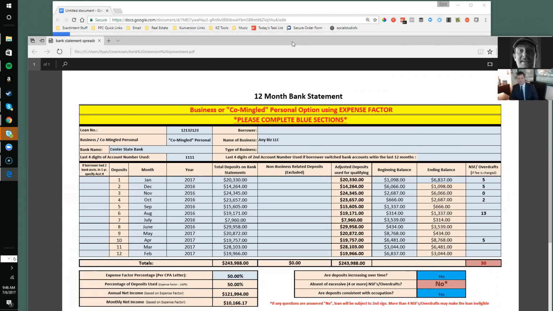And you just sent me over this PDF. I'm not sure what it is. It's got a lot of gobbledygook and numbers on it. I'm going to let you explain what this is all about, 12-month bank statement.